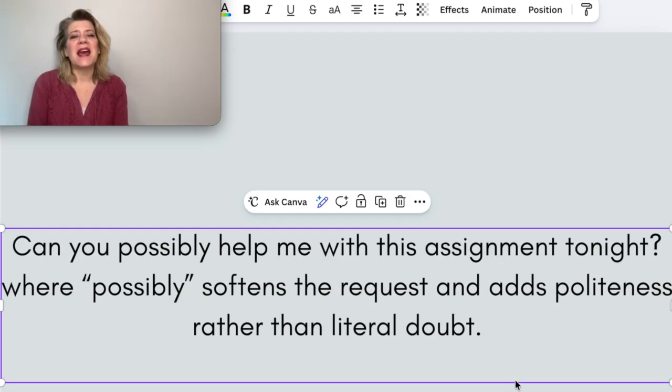Can you possibly help me with this assignment tonight? Now, with this use of possibly, I could say, can you help me with my assignment tonight? And that would be like, I really need this. If I say, could you possibly help me with the assignment, then it adds some politeness. I still really need it, but now I'm giving you an opportunity to say, no, this isn't possible. So I am adding politeness and I'm giving you a little bit of space to say no.